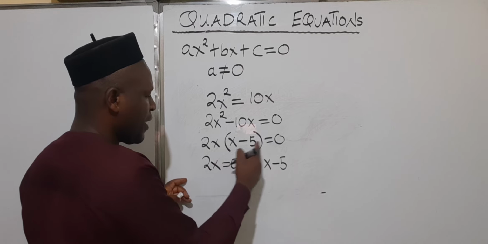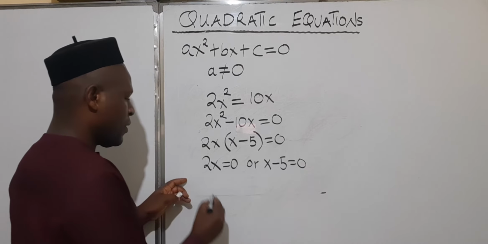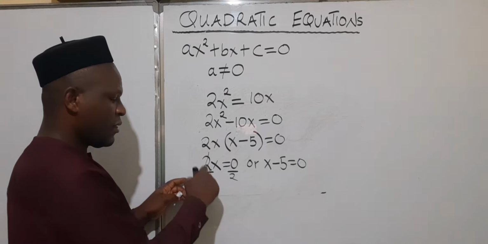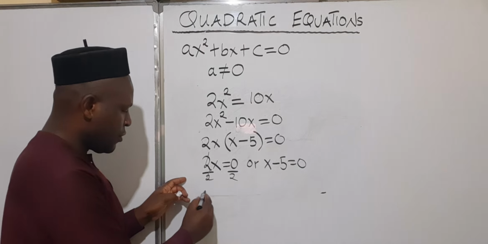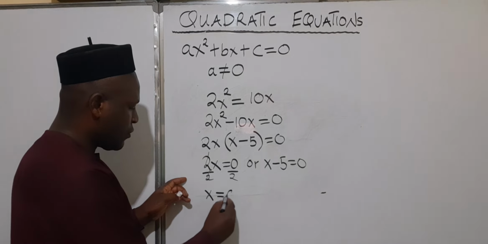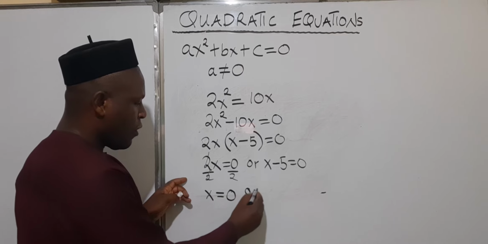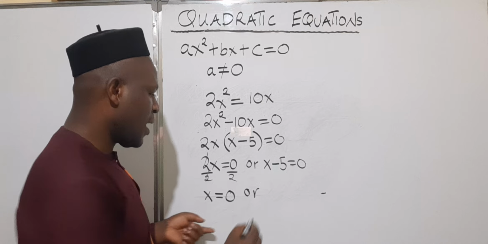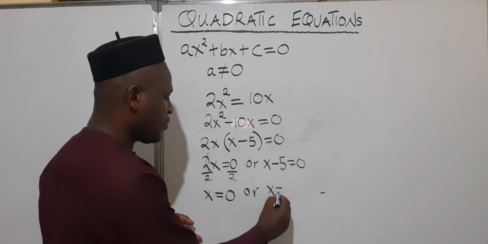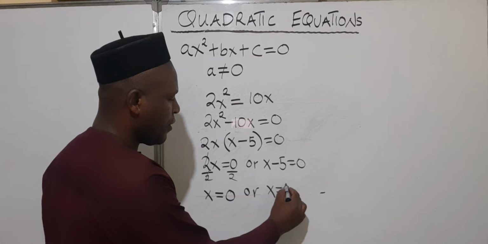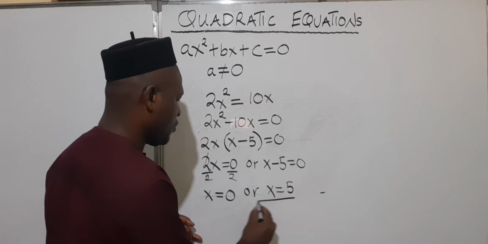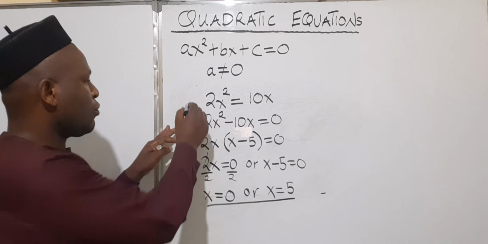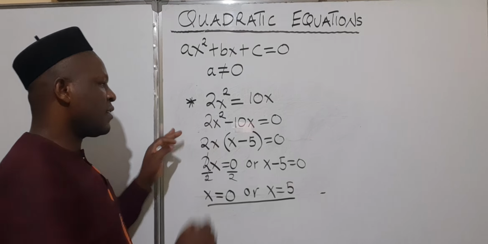So we have x minus 5 equals 0. Of course you divide both sides by the coefficient. In this case, you divide both sides by a 2. So you have x equals 0, or x minus 5 equals 0. Your answer here, the additive inverse of negative 5 will be a positive 5. So these are the two values of x if you are to solve this quadratic equation.